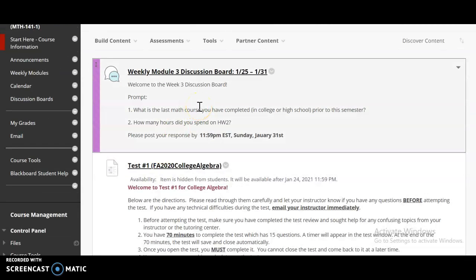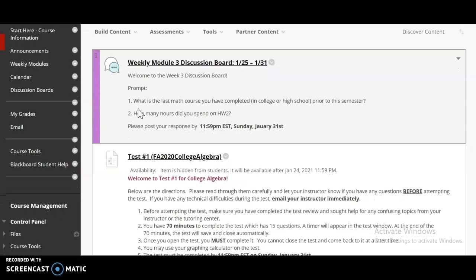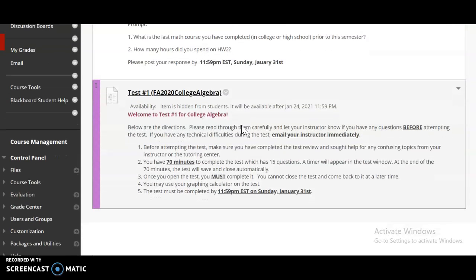We have the discussion board, which you are required to answer. This is just for the attendance policy, and for this, you can just give me short answers. What is the last math course you have completed, either in college or in high school, prior to this semester? And also, this is for my use, how many hours did you spend on completing homework number 2? Please complete this post by Sunday, January 31st, by midnight, and you have the test.